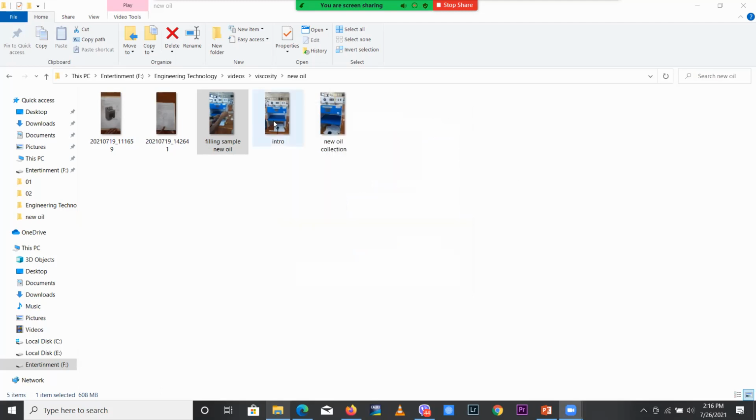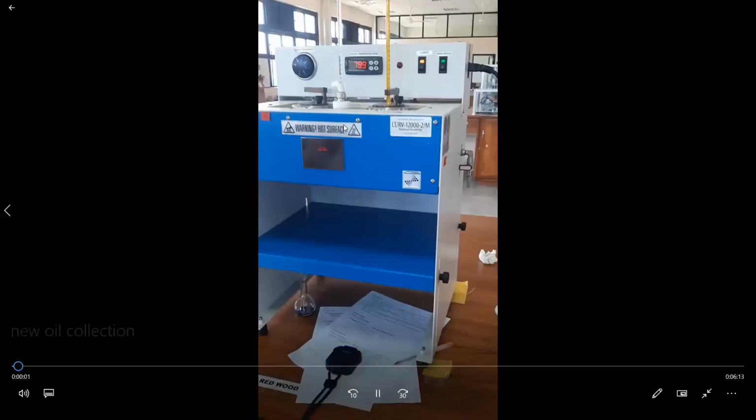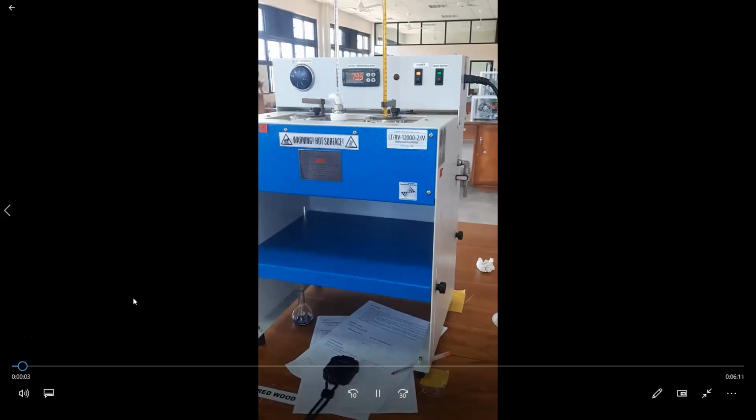So we'll measure that, collect oil at 80 degrees Celsius, and measure the time taken to collect this oil, right.